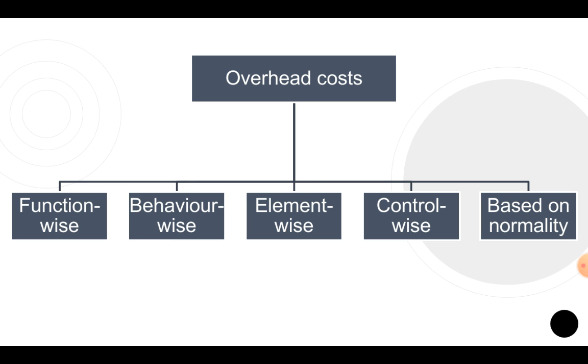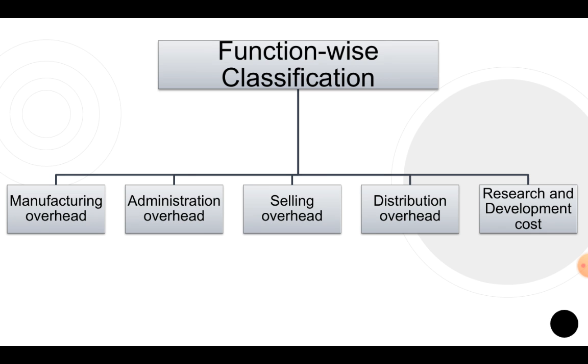So cost classification is basically a process of grouping costs according to common characteristics and establishing a series of special groups. Because of that, we are going to classify our various costs on the basis of the various activities that they have. So firstly, function-wise classification of cost. Based upon the functions, we can have these different areas: manufacturing overheads, administration overheads, selling overheads, distribution overheads, and research and development expenses or overheads.